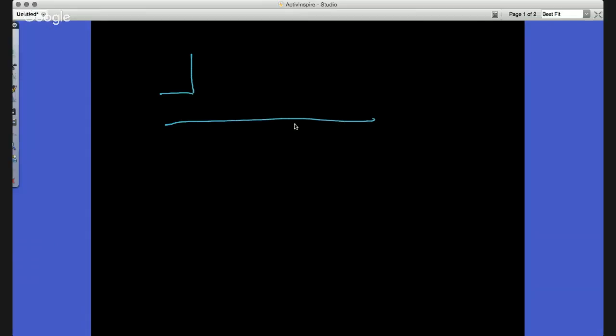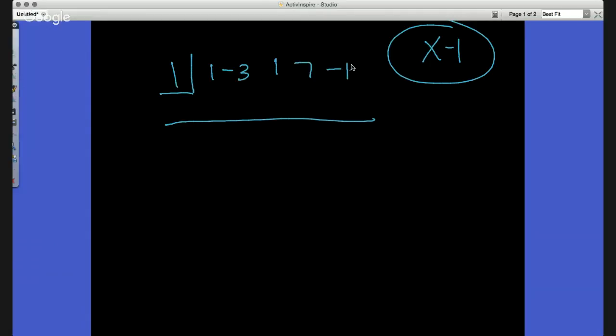Now, can we do synthetic? We'll do synthetic. What goes in the box here for 73? It's actually 1, because if you divide by x minus 1, we have to set it equal to 0, so we'd switch that sign there. So really, we're plugging in 1 for our magic box there. So what about the numbers that are next to 1? 1, -3, 1, 7, and -11.